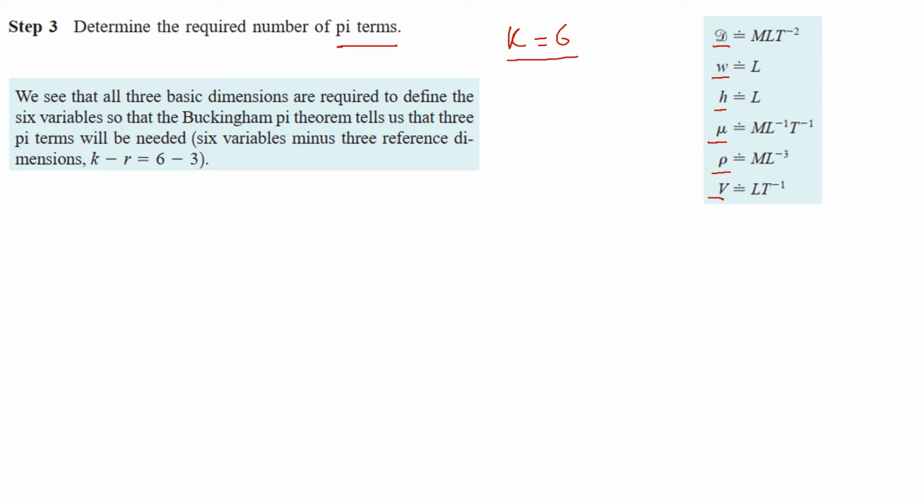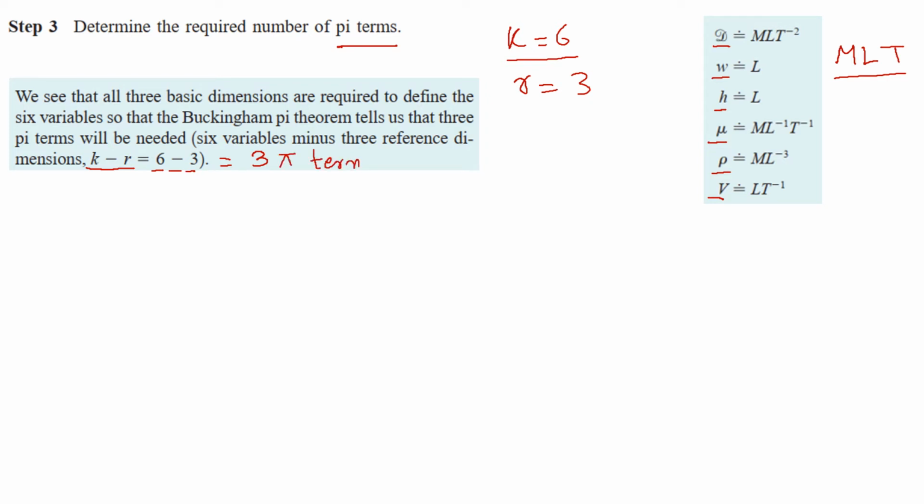The minimum number of reference dimensions that are required is 3. R is equal to 3, because the minimum number of reference dimensions that are required to represent all these 6 variables is 3, that is M, L and T. So by using the Buckingham Pi Theorem, k minus r, that is 6 minus 3, I will be left with 3. So in this particular example, I will need 3 pi terms.